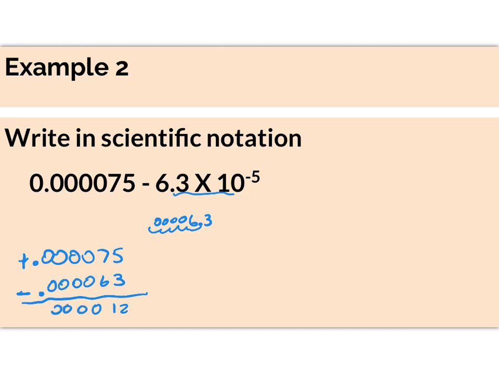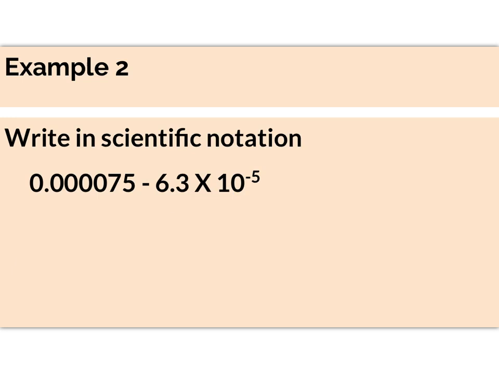2, 3, 4, dots. Now we convert it back to scientific notation by moving the decimal 1, 2, 3, 4, 5. So this becomes 1.2 times 10 to the negative fifth. And the reason why it's negative is because our answer is less than 1.